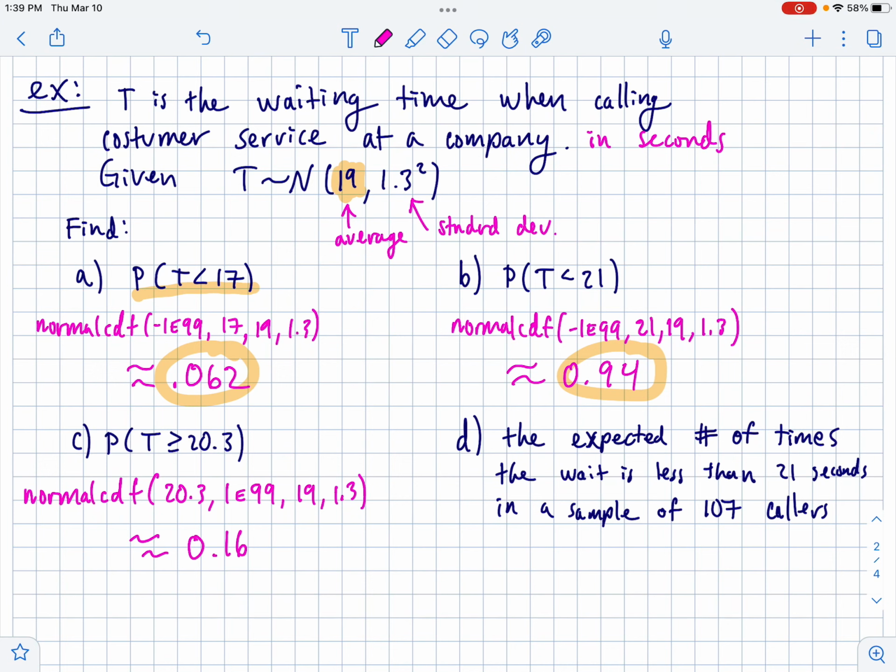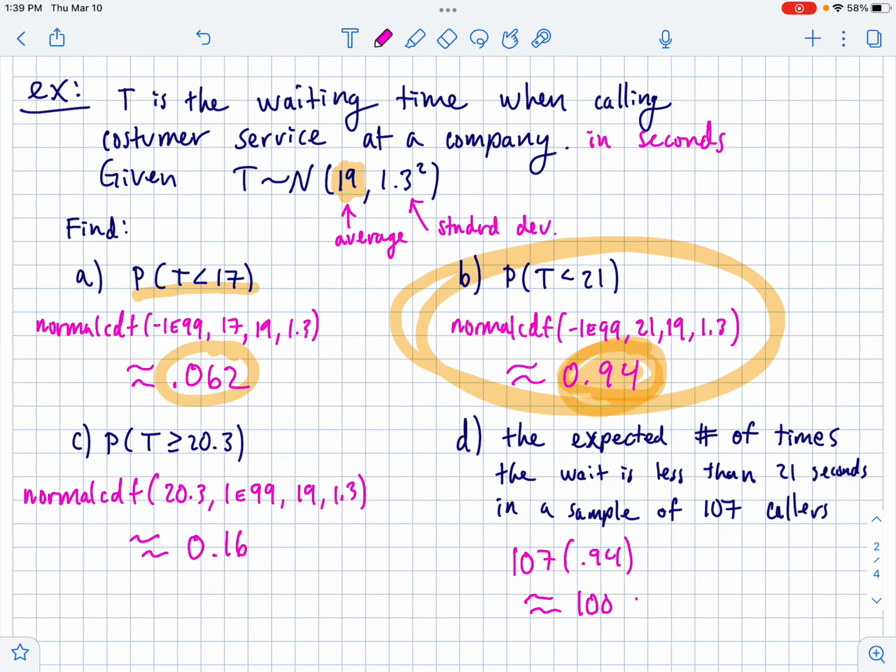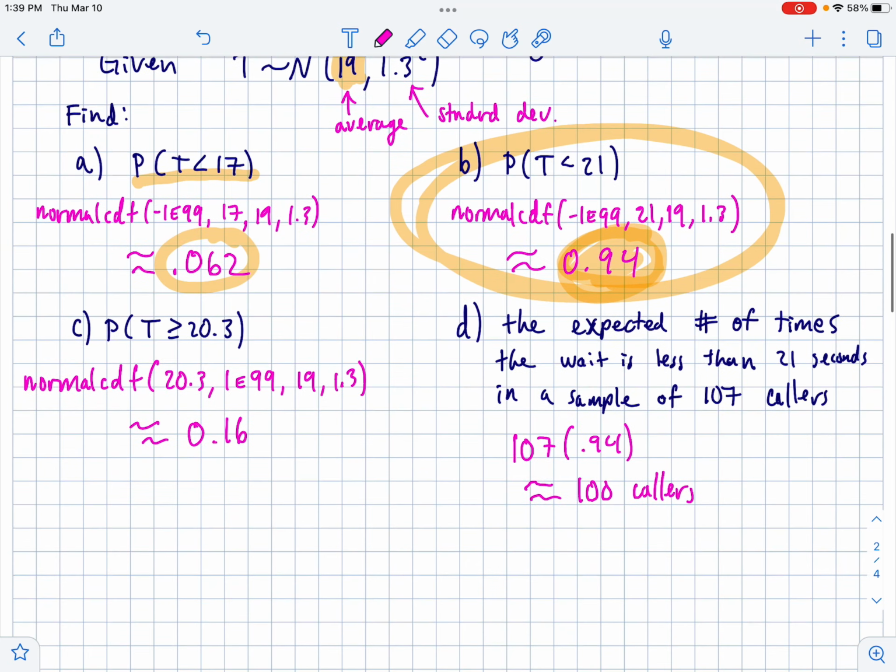Now, this last part says the expected number of times the wait is less than 21 seconds in a sample of 107 callers. We already found the probability of it being less than 21 seconds. That's right here, it's 0.94. Now, if there are going to be 107 callers, you really just need to multiply 107 times 0.94. So about 100 callers, maybe 101 if you're rounding up, but I guess we should round down. So that means 100 callers wait less than 21 seconds out of the 107.